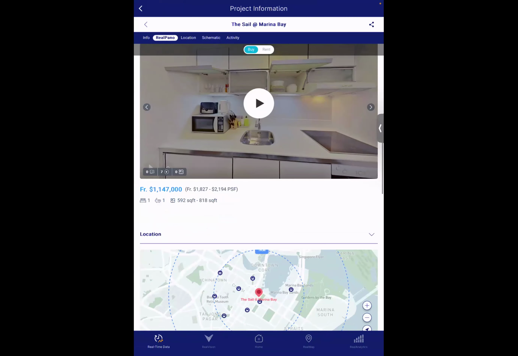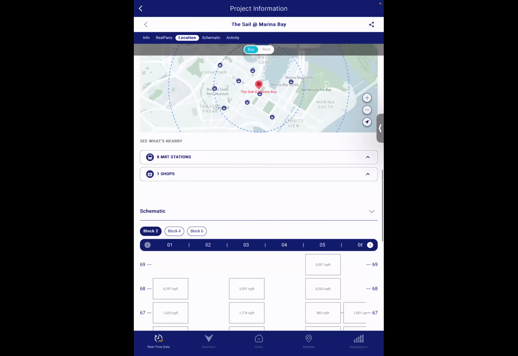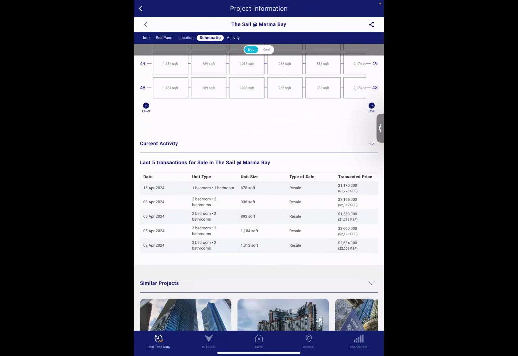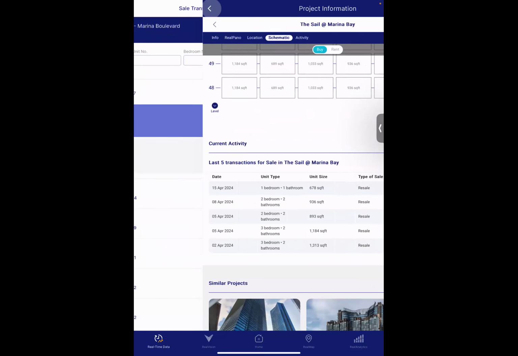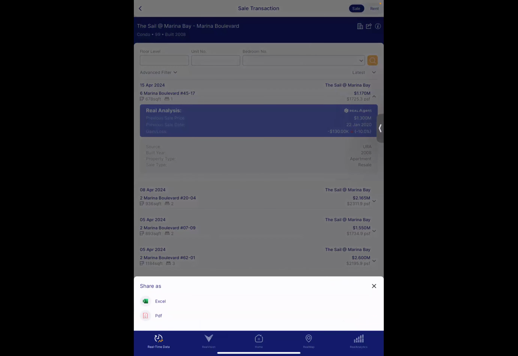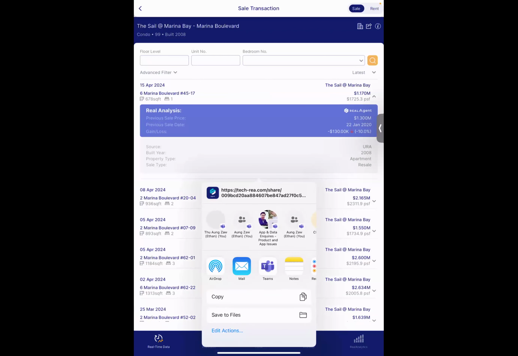Okay, for the nearby MRT stations, things like that. This is the project information. And then of course the export button is the middle one, the small square with the arrow out. So you can click on it and export either as an Excel or a PDF. So let's say I do it as an Excel.